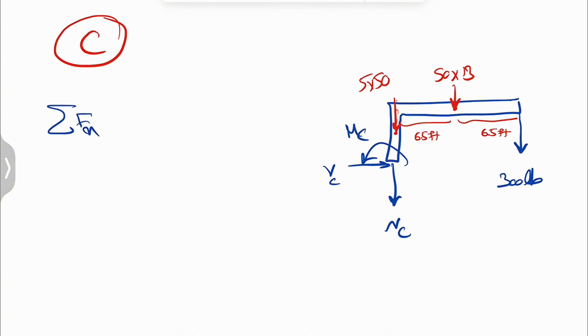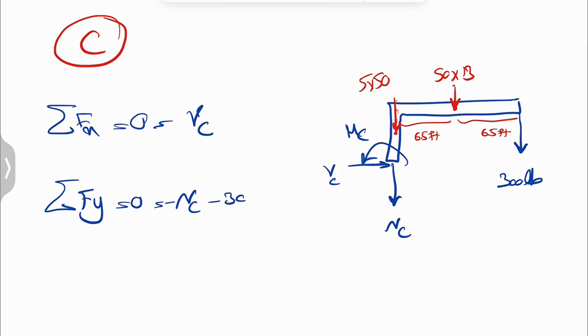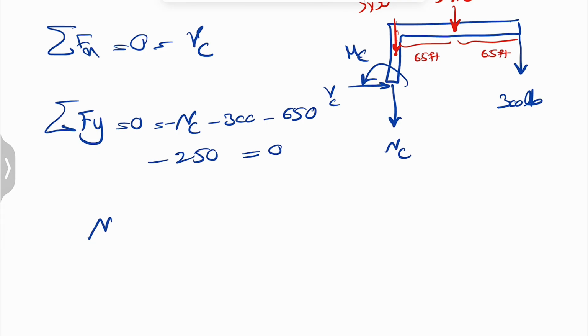So let's do sum of all forces in X equals 0. Again, nothing in X direction other than VC, which means VC is 0. Sum of all forces in Y equals 0. So we have a negative NC, negative 300, negative 650, negative 250. And this will be equal to 0, and NC is going to be negative. So these two are going to be 900 plus 300. It's going to be negative 1200 pounds or negative 1.2 kip. Again, the negative sign shows that the NC has to be upward.